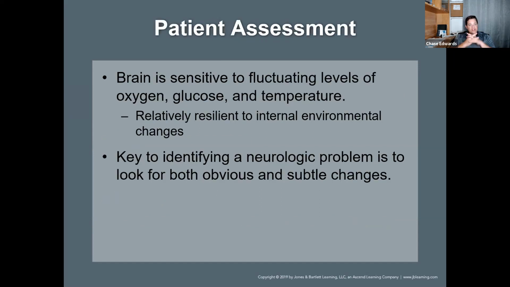So let's talk about the patient assessment for these. The brain is an organ most sensitive to fluctuating levels of oxygen, glucose, and temperature, right? It responds to alterations with changes in function. The brain is relatively resilient to internal environmental changes also. The key to identifying a neurologic problem is to look for both obvious and subtle changes.